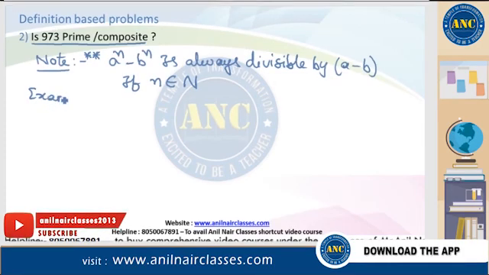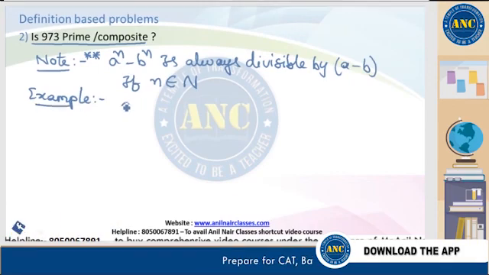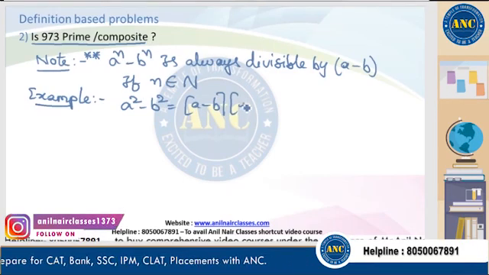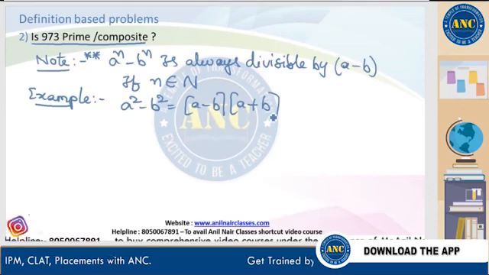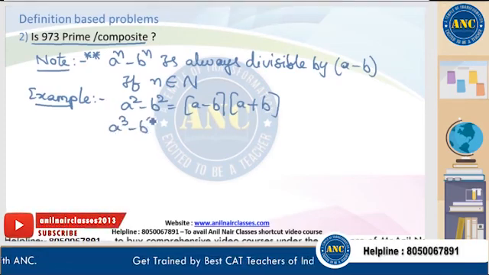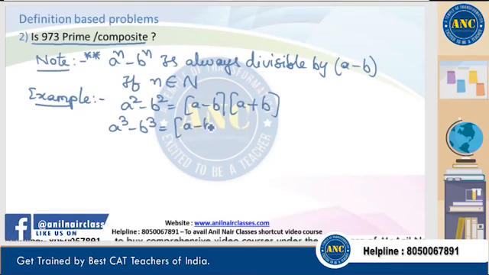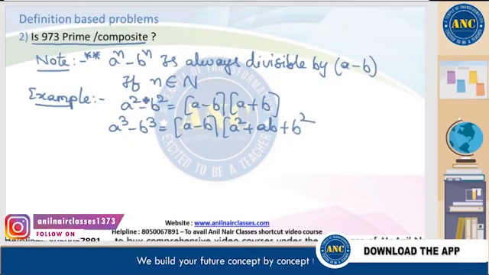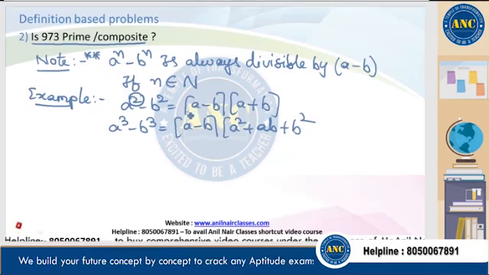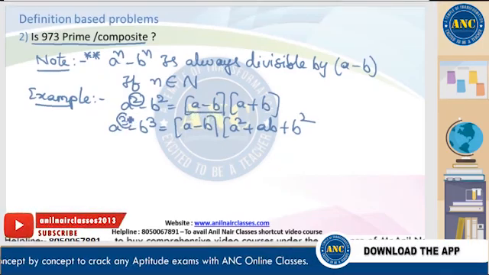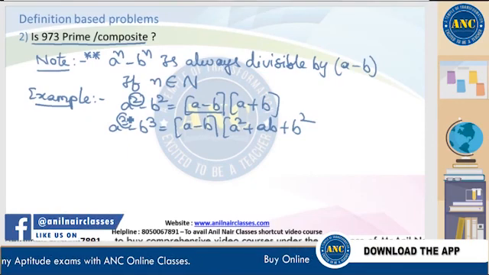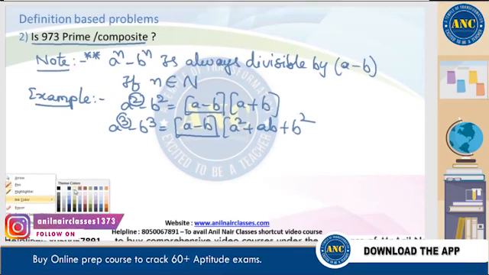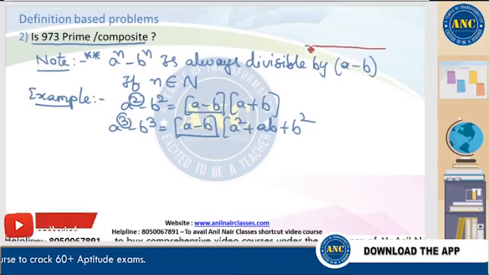For example, if I take a square minus b square, it is a minus b into a plus b. Yes, it is divisible by a minus b. If I take a cube minus b cube, it is a minus b into a square plus ab plus b square. Yes, if n is 2, which is an even number, it is divisible by a minus b. If n is 3, which is an odd number, it is divisible by a minus b. In both the cases, it is divisible by a minus b.